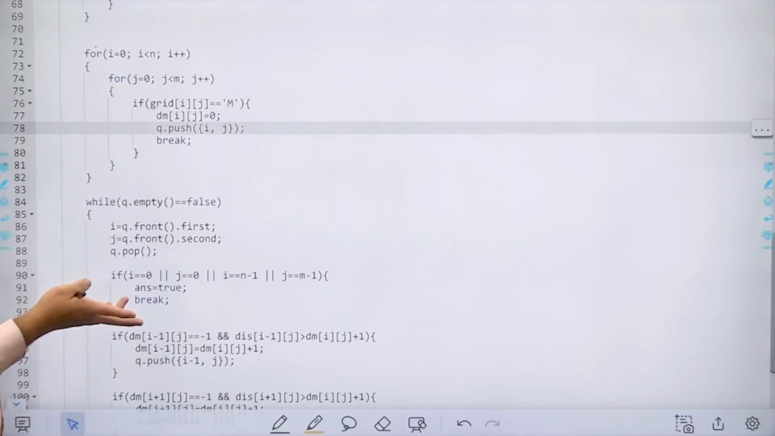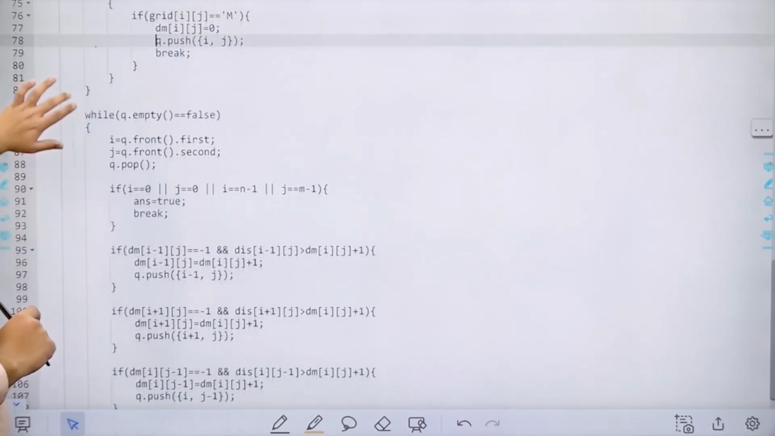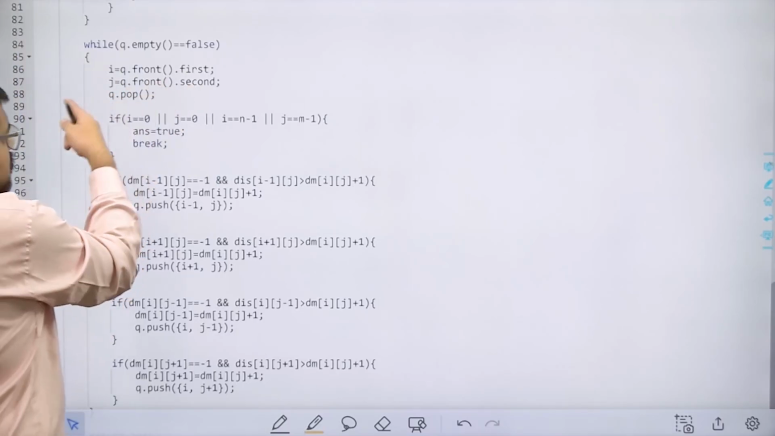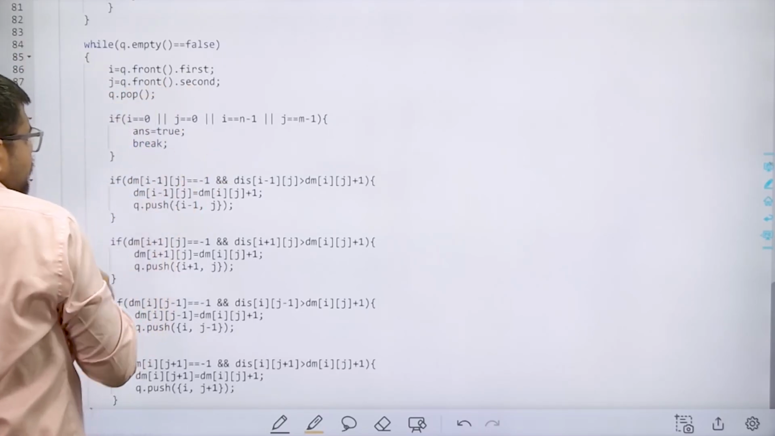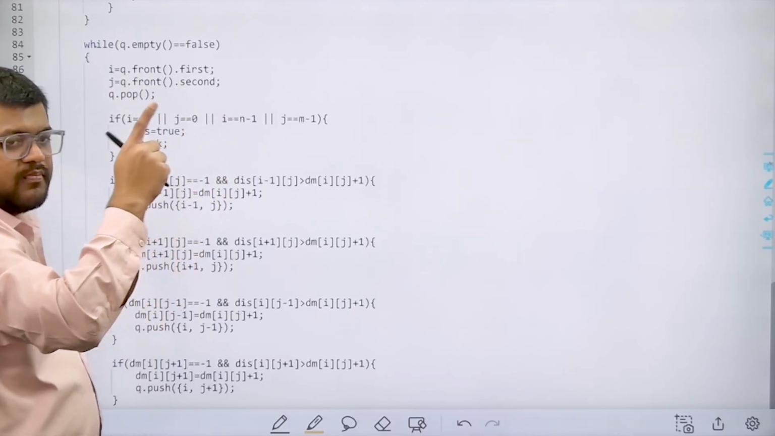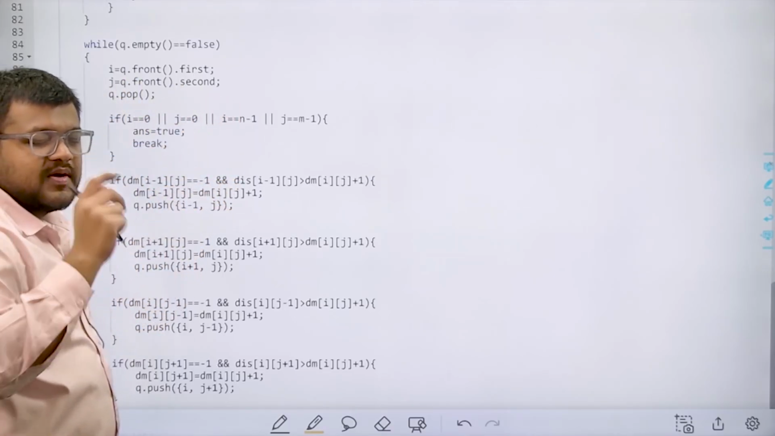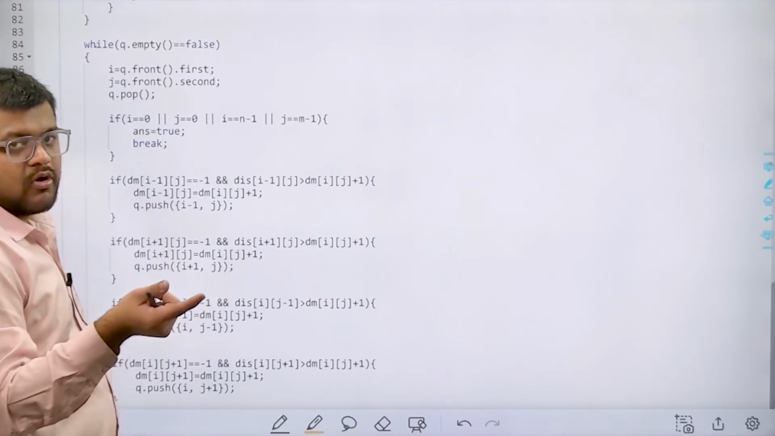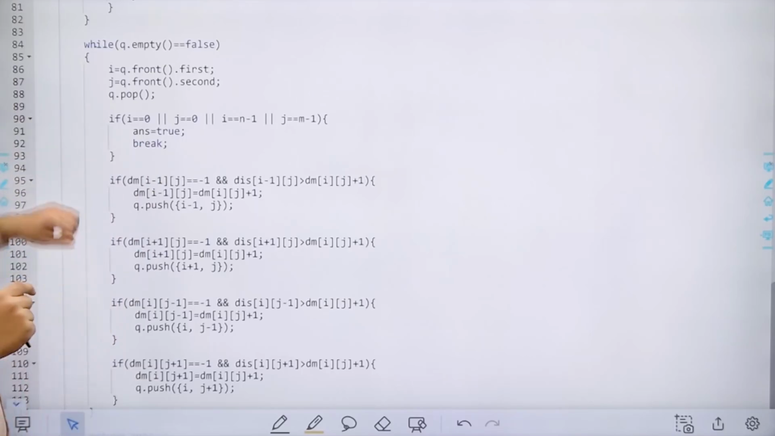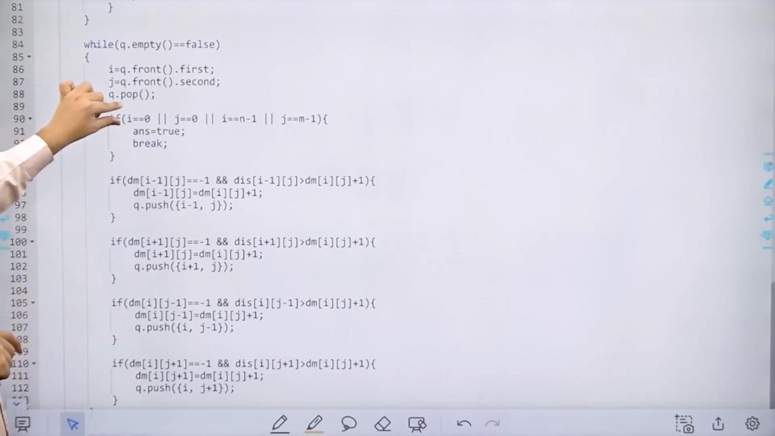Because there is only one cell where the man will be there. Again the same process: while the queue is not empty, pop out the row number and column number. First of all, if the row number or column number is the first row, first column, last row or last column, the man has reached a border cell or a corner cell, so immediately mark answer as true and break. Because this represents that the man has reached here.